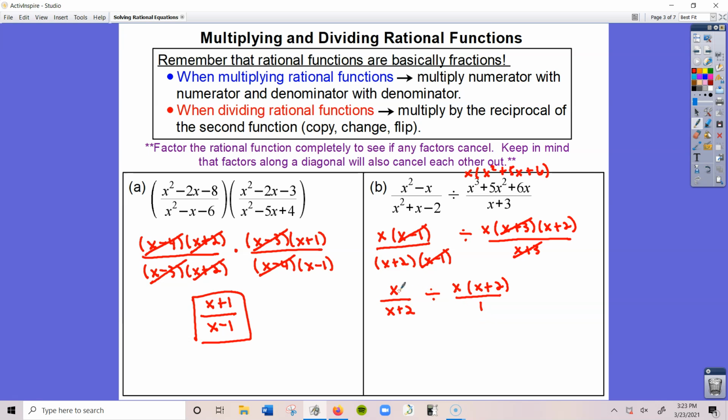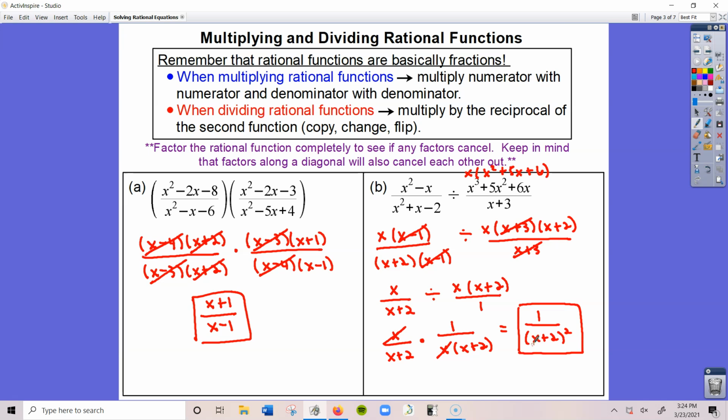When we're dividing, we have to copy the first fraction, so x over x plus 2, change to multiplication, and then flip the second fraction. So this would be 1 over x times x plus 2. And now you can cancel across anything that is common in the numerator and the denominator. So here we can cancel out these x's. And we're left with 1 over x plus 2 squared, since there's 2 of them. And this would be my final answer.